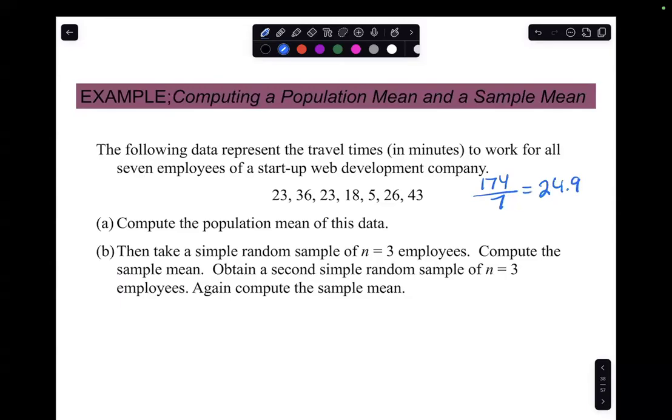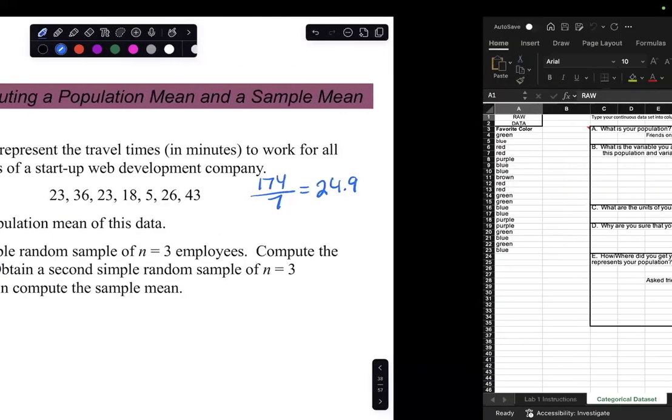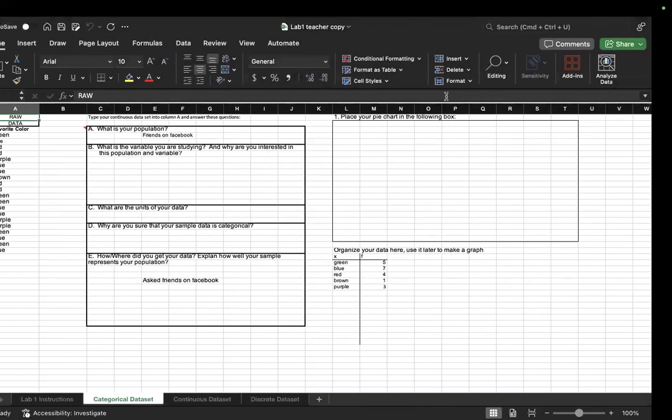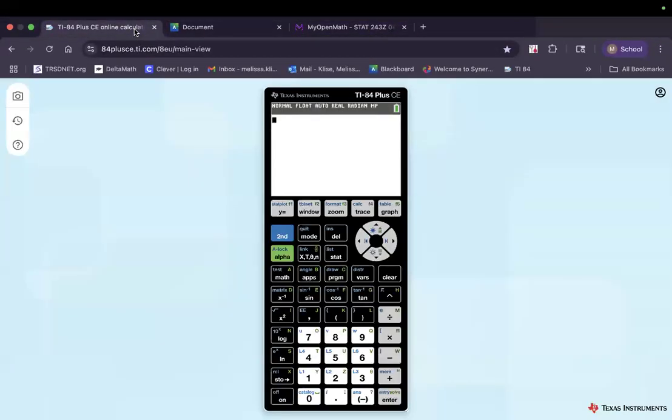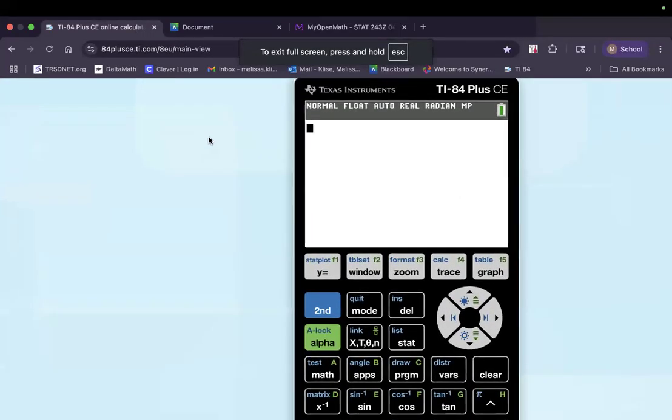So it wants us to take a sample of 3 employees. Just take 3 of them. I'm going to show you something really cool in your calculator, just because I can. If you want to take a random sample, this is really cool. Okay, I have 7 data values and I need 3 of them.